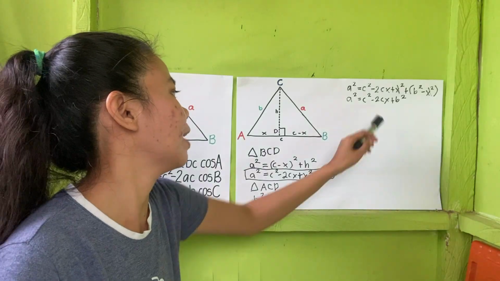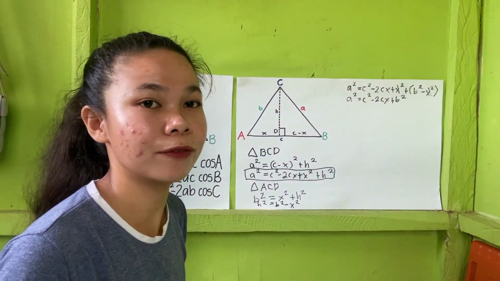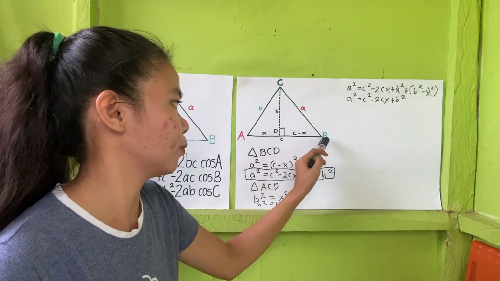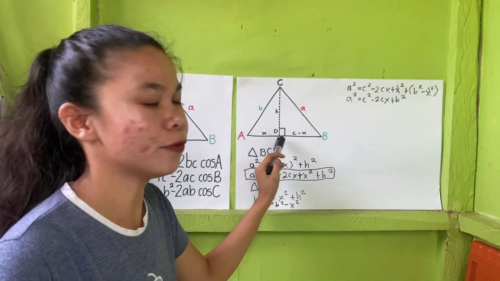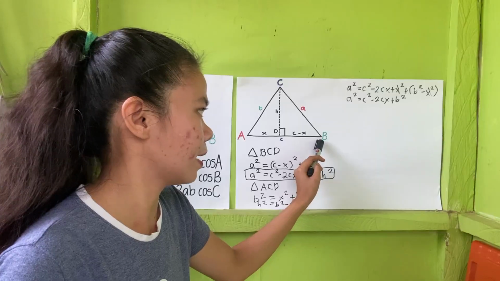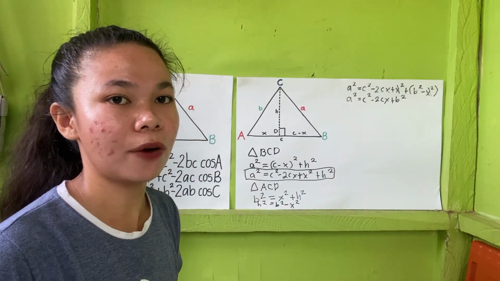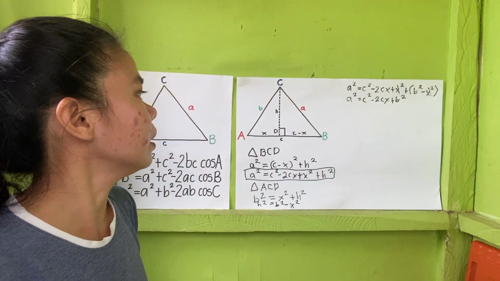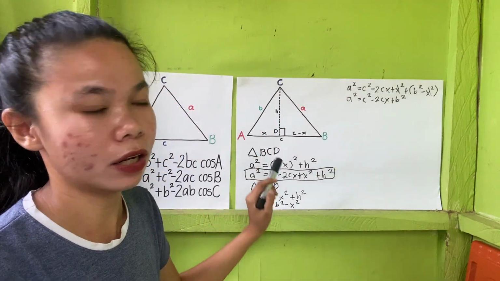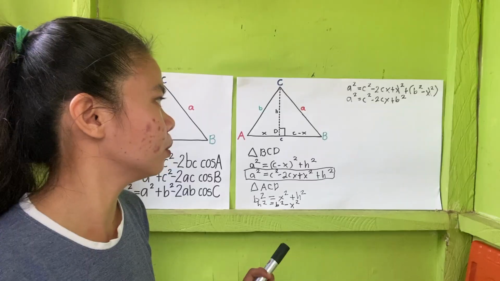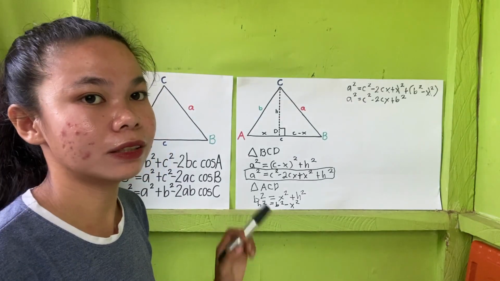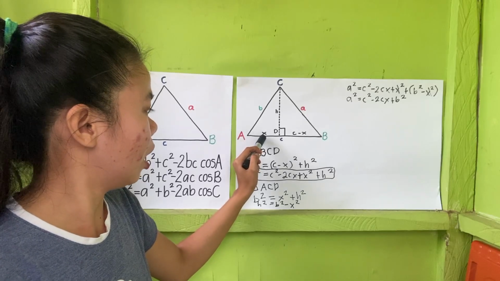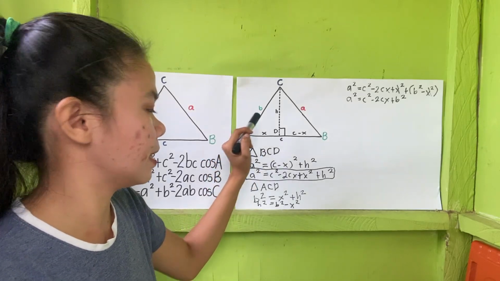Notice that we have x here, which we made up earlier for this side so that we can have a value for this side and this side. So the next thing that we are going to do is get rid of this x. To do that, we are going to look at these two triangles and see which triangle contains x, and we have this one, the triangle ACD.